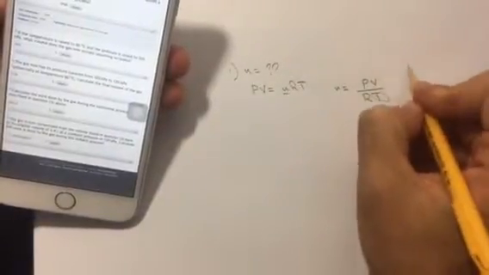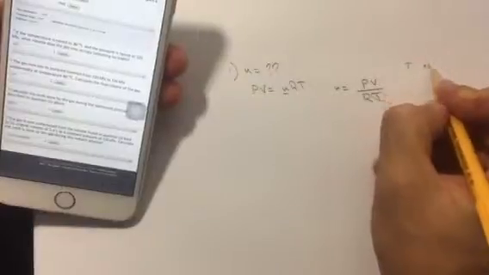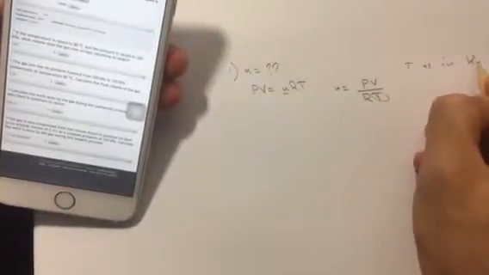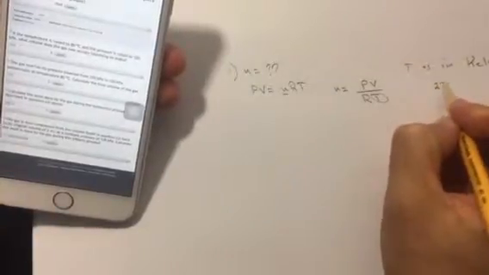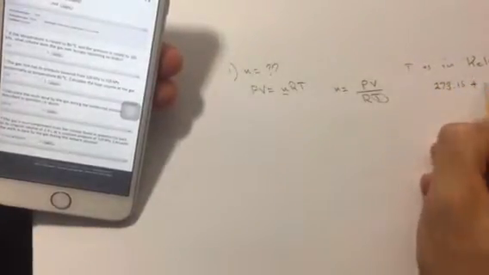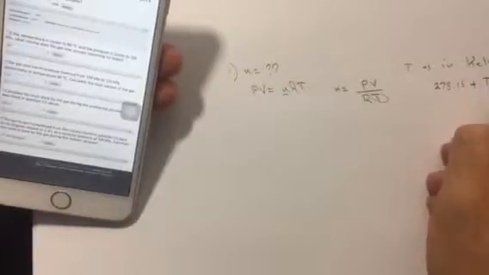Make sure T is in Kelvin. To change it, you just add 273.15 to the temperature in Celsius, and then you get it in Kelvin.